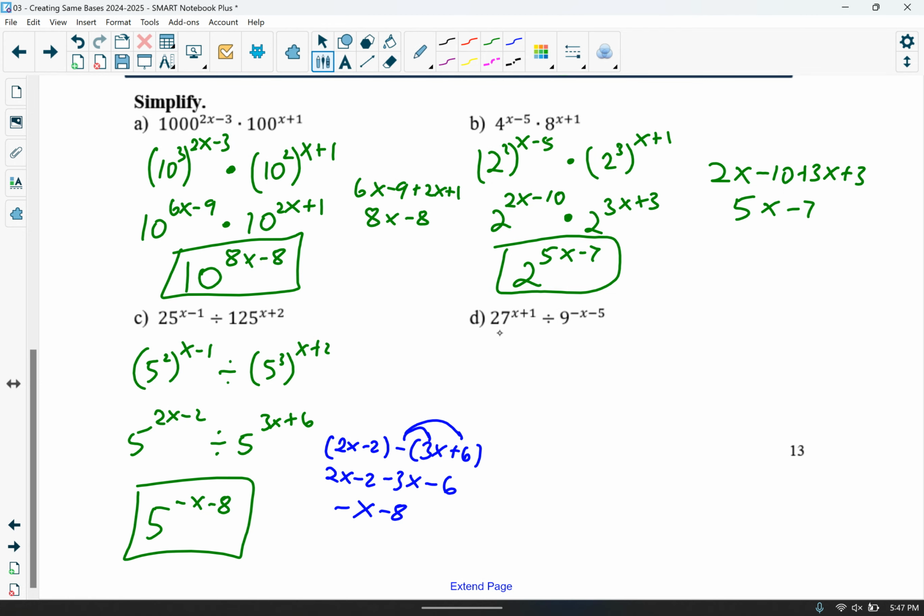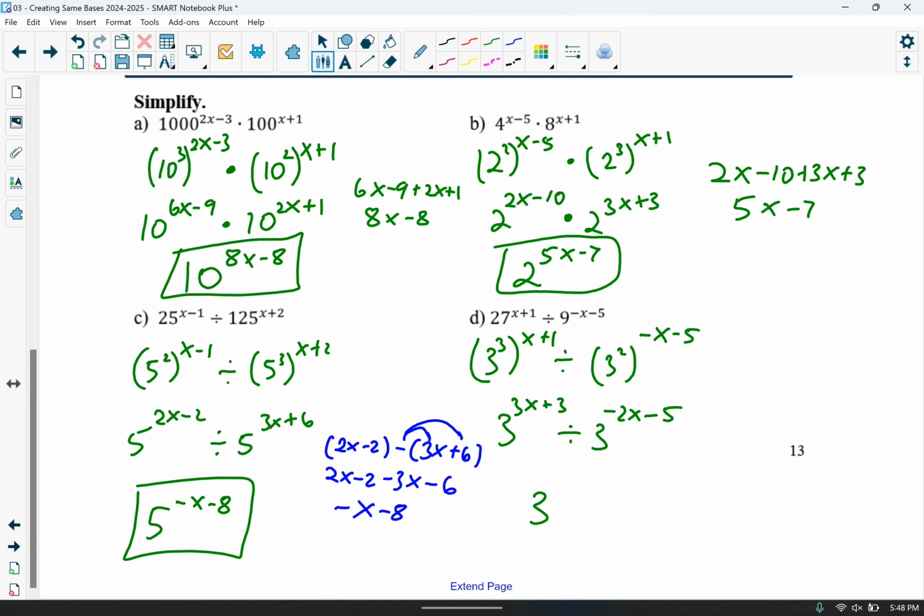So I'm going to model it again, D, showing all my work off to the side. 27 and 9, we can get to a base of 3. So that would be 3 cubed to the x plus 1 power divided by 9, we can write as 3 squared to the negative x minus 5 power. So it's going to be 3 times x, 3x, 3 times 1, 3, divided by 2 times negative x, negative 2x, 2 times negative 5, negative 5.